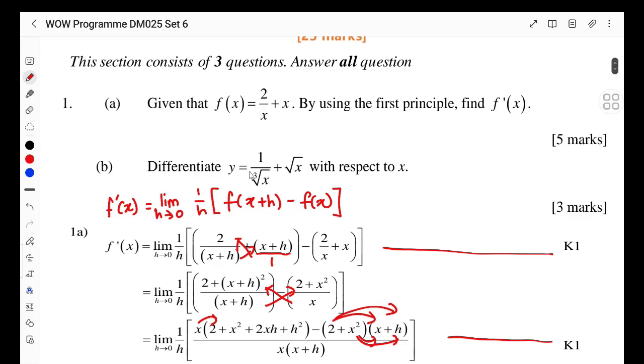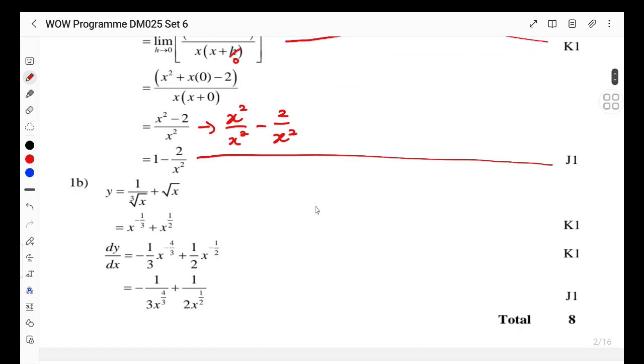Question B, they want to differentiate y with respect to x. So this is our function. y equals 1 over cube root of x plus square root of x. First you need to change into index form, so x to the power of negative 1 over 3. Why negative? Because this value is on the denominator, so you need to bring it to the numerator, so you have a negative sign here. Plus x to the power of 1 over 2.